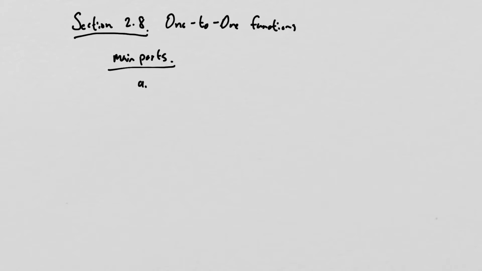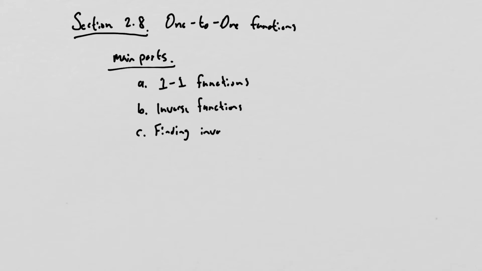So in the first part, we'll be looking at the definition of a one-to-one function. And then in part B, we'll see how to define the inverse of a function given that it's one-to-one. And then in part C, we'll focus on finding the inverse of a function. And then finally, in part D, we'll go ahead and see how to graph an inverse function using a transformation.